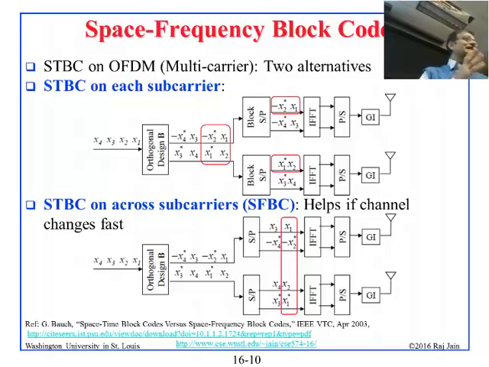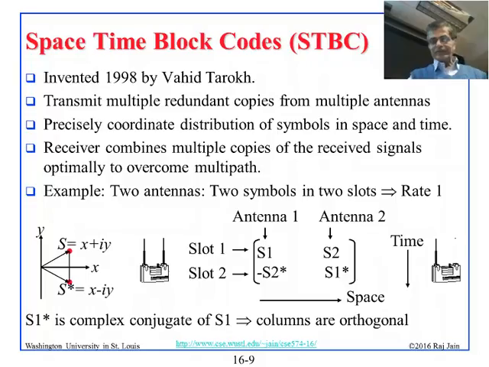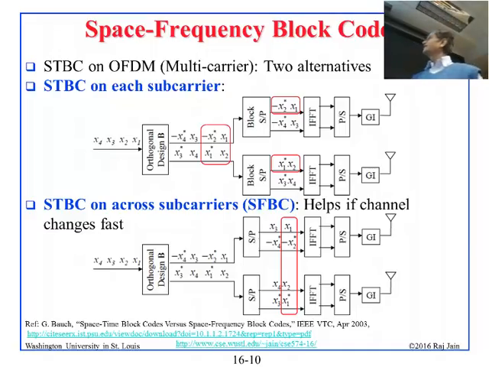It doesn't increase the rate, you see, because you are sending 2 symbols in 2 time slots. So you basically didn't get any rate increase because you have 2 antennas. But with 2 antennas, now you have a much better probability of getting those 2 symbols correctly. Same thing here. You have 2 antennas and you have 4 subcarriers. You're still sending 4 symbols, but you will get much better reliability. Okay, so this is called SFBC, Space Frequency Block Code. So basically, this is how STBC is done on OFDM.